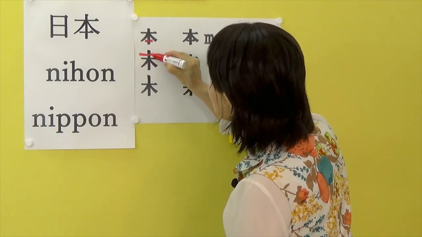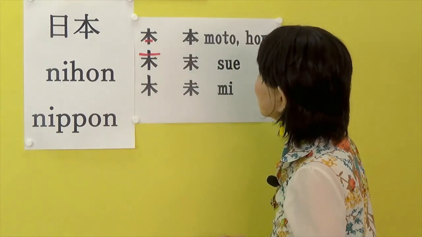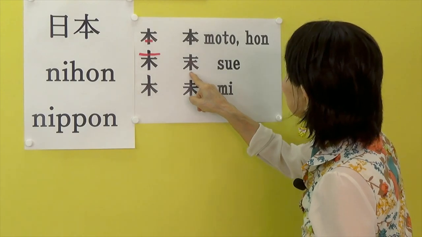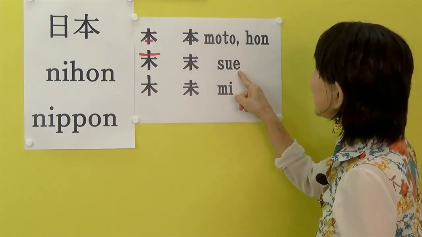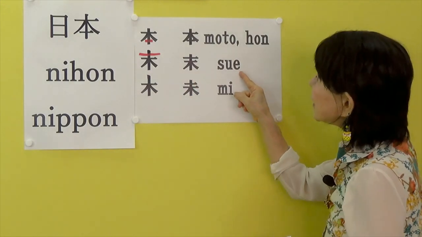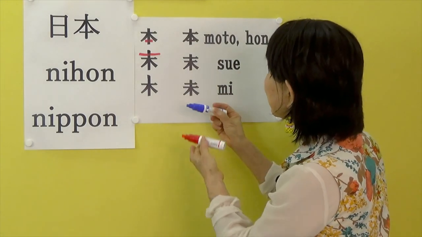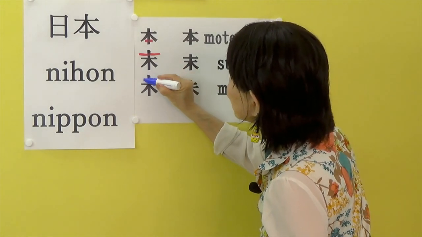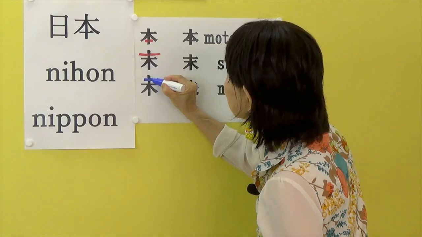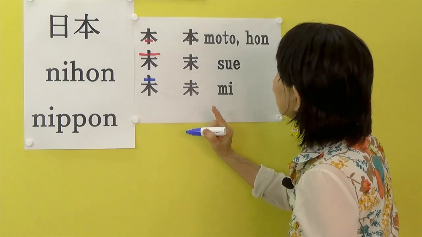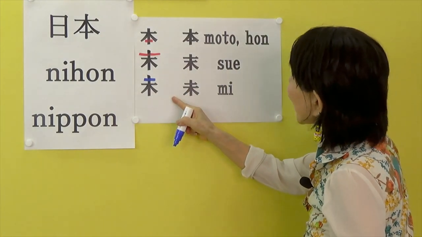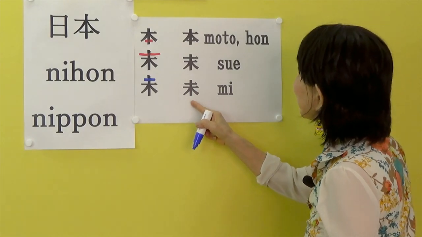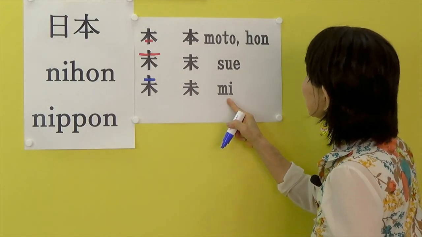If you add a long line to the top of the tree, it shows the tree top at the end. This kanji reads sue, meaning end. Instead of a long line, if you put a short line here, it shows young branch. This kanji reads mi, meaning not yet.